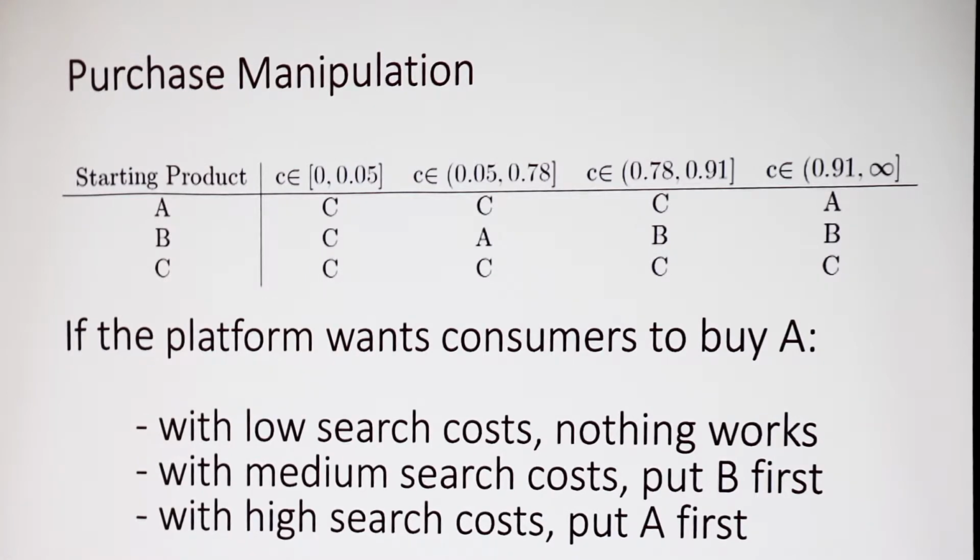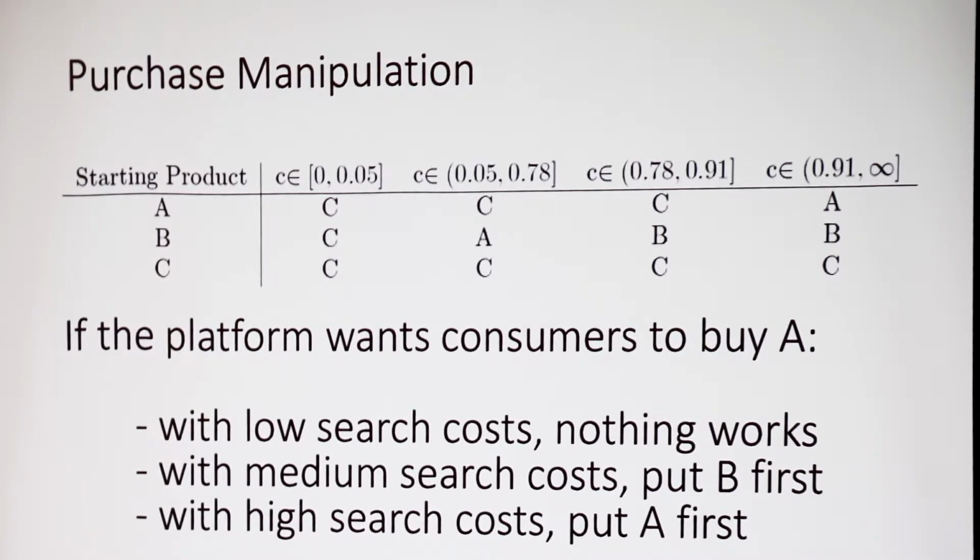If search costs are very high, they can basically dictate exactly what you're going to buy, because you're never going to bother to sample another option unless it's a truly terrible product. And so they can put A in front of you, and you'll buy A. And that's sort of intuitive. When we think of rankings being manipulated by platforms, we think they'll put the one that they want you to buy at the top of the list. But there's this intriguing possibility that arises in this model, which is that with medium search costs, the thing that they need to do is, in fact, put product B first.